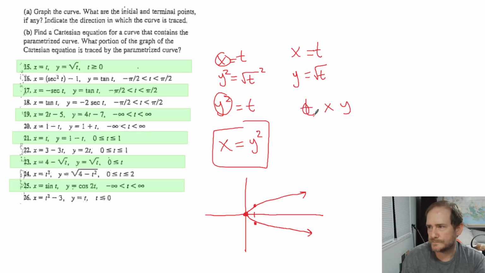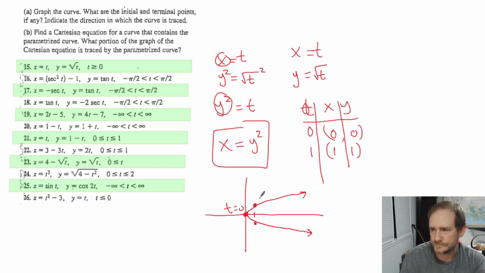Whoopsies. Can you guys see everything? Yeah. So if you let t be 0, x is 0, and y is 0, you get the origin, which we probably knew. That's t equals 0. Then if you let t be 1, x is obviously 1, and y is 1. If you let it be, let's just go all the way out to 4, x is 4 and y is 2.